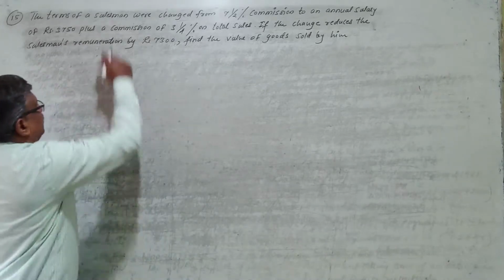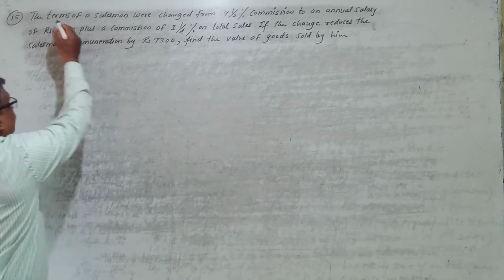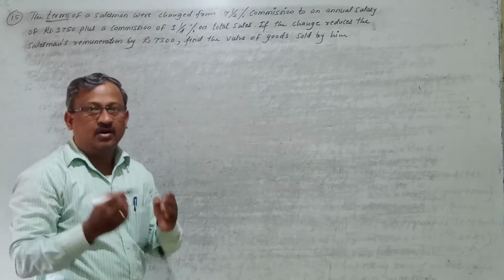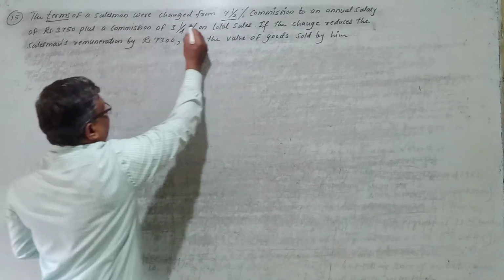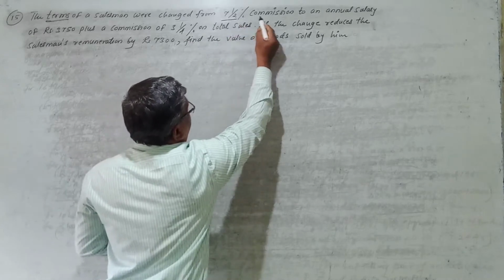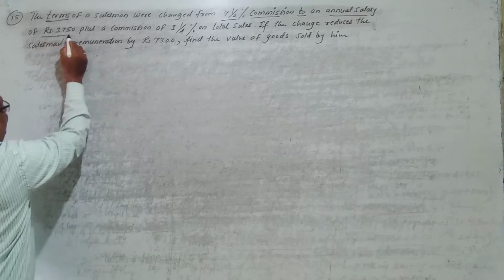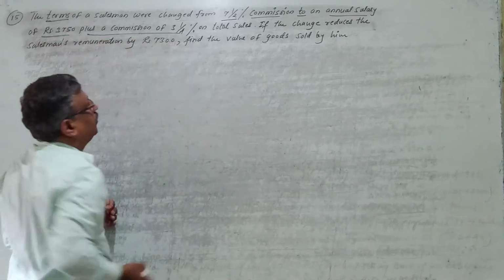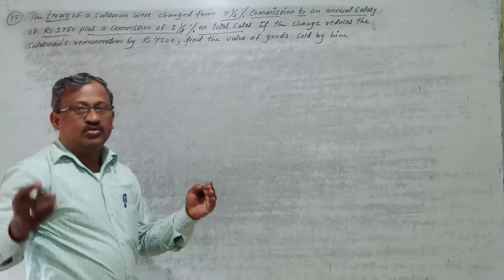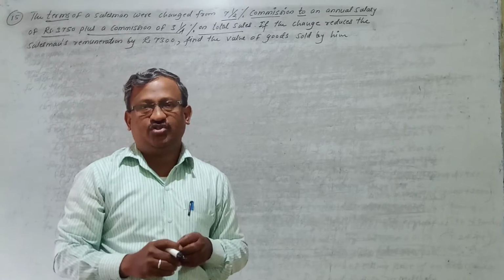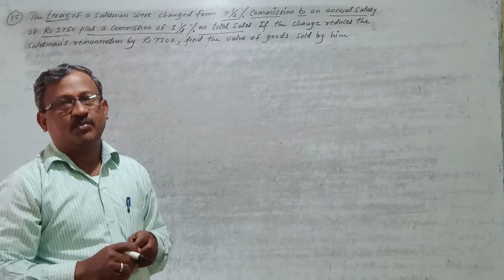So here there is a salesman and we find there is a change in the terms. Terms means the condition. Earlier he used to get only commission. The terms of a salesman were changed from 7.5% commission to an annual salary of rupees 3,750 plus a commission of 3 and 1/4% on total sales. And because of this change, the salesman's remuneration has reduced by rupees 7,300. They are asking what must be the sales.